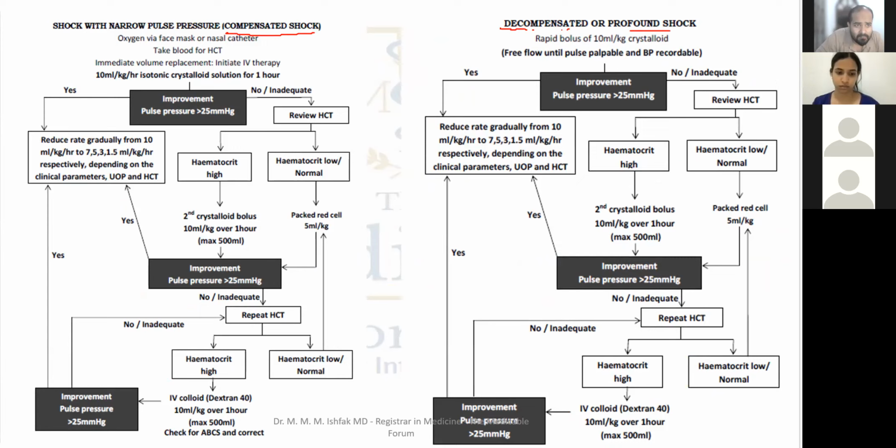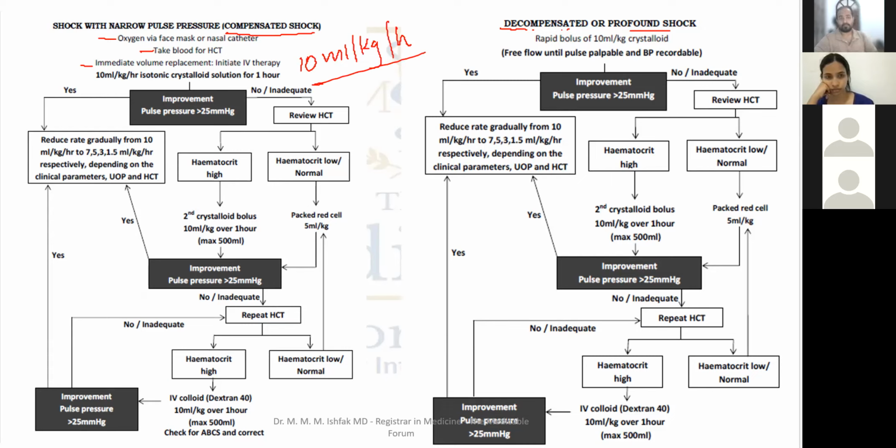look at this. Number one, oxygen via face mask or a nasal cannula or a nasal catheter. So the first thing is connect the patient to oxygen. Okay, now you found the patient in shock, quickly connect oxygen, take blood for PCV. Then next is immediate volume replacement. How do you replace? 10 ml per kg over 1 hour.